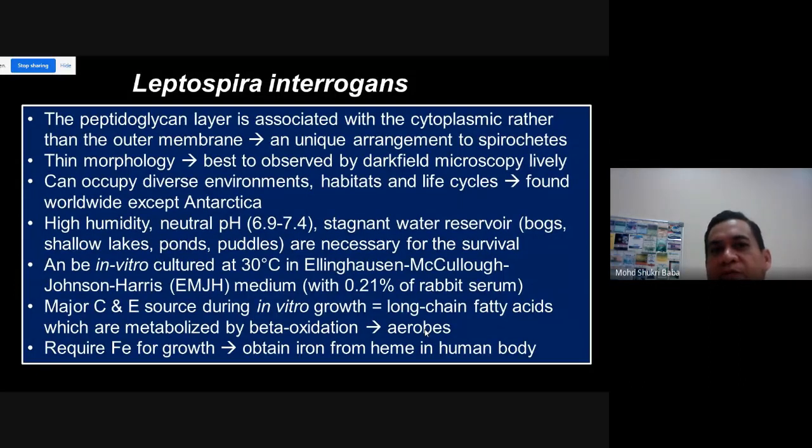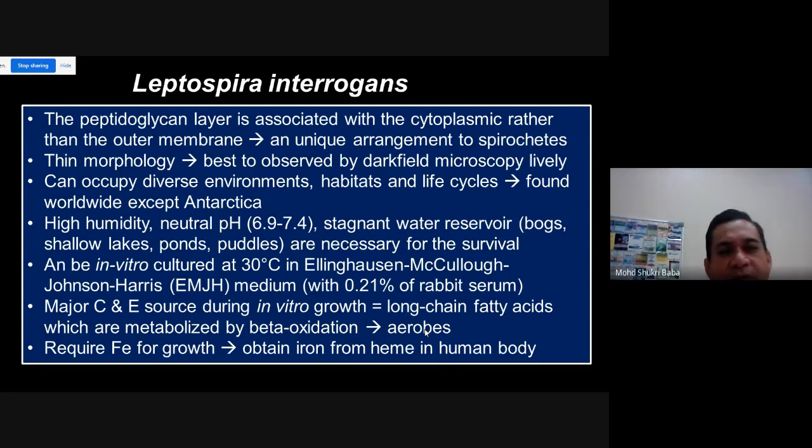Okay, ini adalah Leptospira interrogans. Nampak perkataan dia spiral. Dia ada spiral sama seperti Treponema pallidum yang menyebabkan syphilis tadi. Alright. Thin morphology best to observe by dark field microscope. Sama juga macam mana you nak observe Treponema pallidum tadi, dark field microscope. Alright. Can occupy diverse environments, habitats and life cycle, found worldwide except Antarctica.